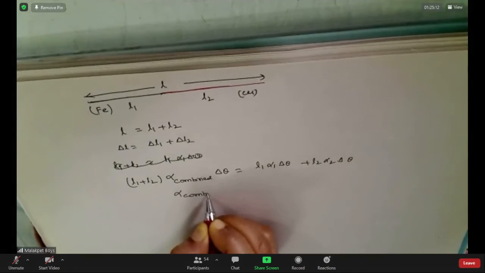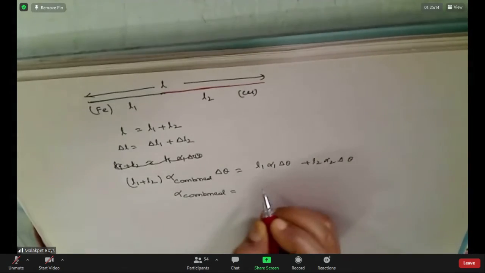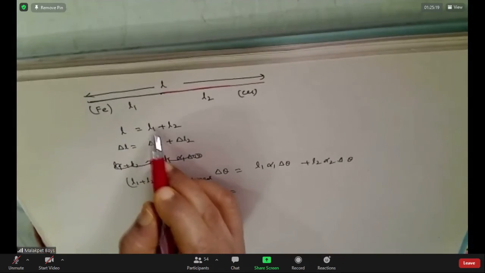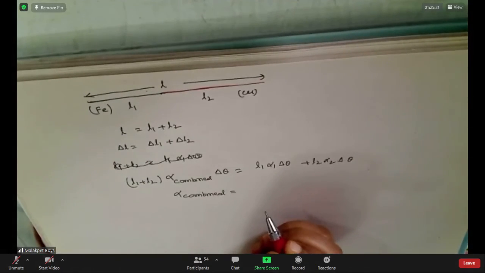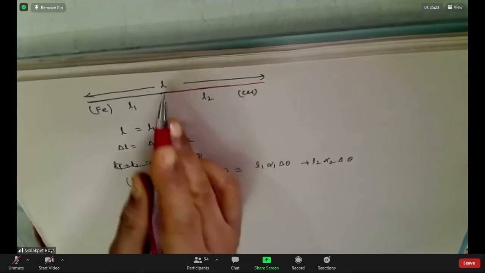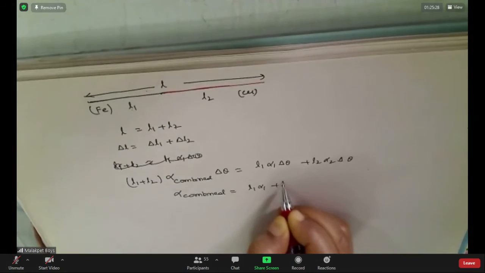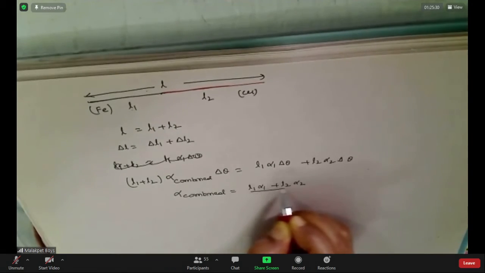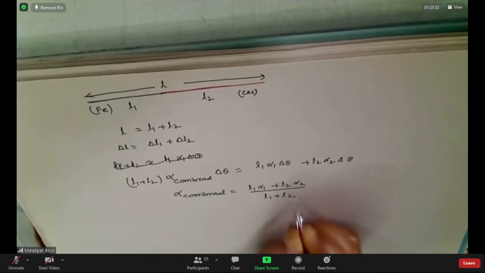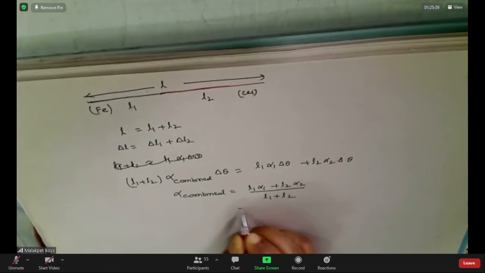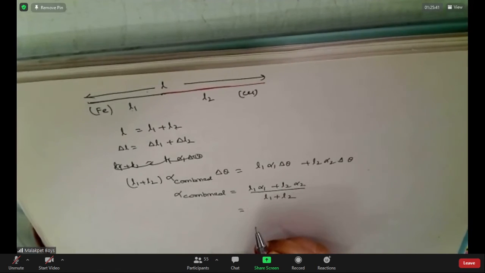So delta L is 0, no? Why will it be zero when this is changing? When this changes, this also changes, no? Yes, sir. When this is changing, this must change. Understood this? All values are given, I think, no? All values are given, sir.